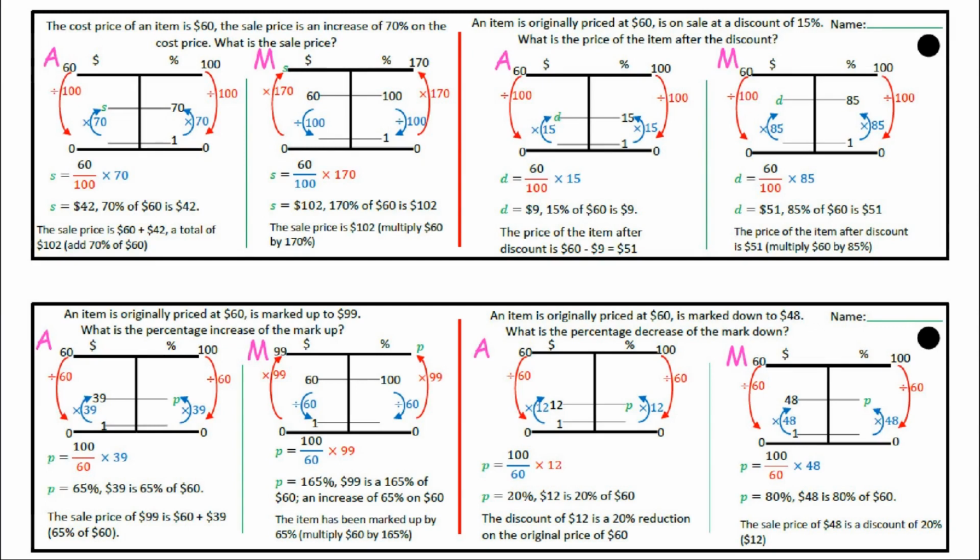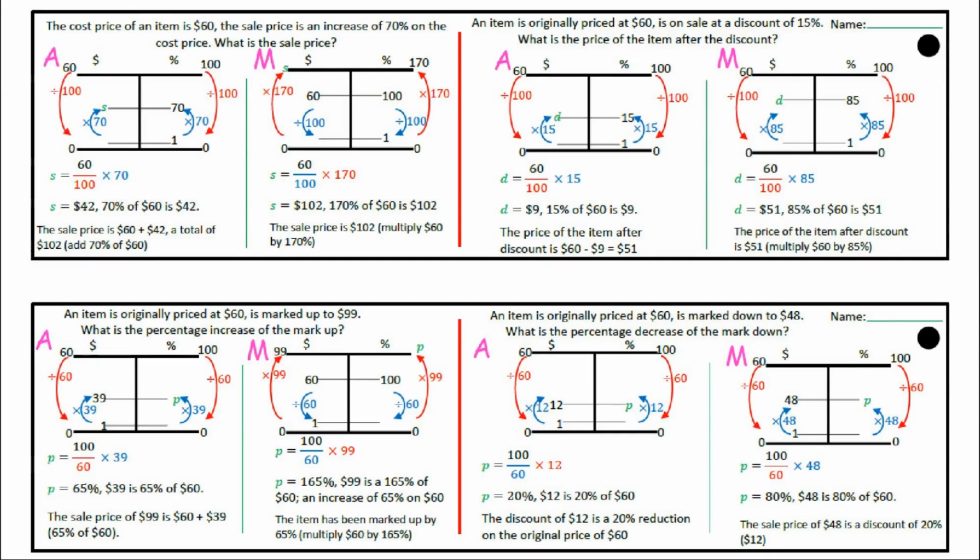So on tests, where I share my resources, there are these things called rulers, and you can see I've got A's and M's. One's additive thinking and one's multiplicative thinking. The first one says the cost price of an item is $60. The sale price is an increase of 70% on the cost price. What is the sale price?